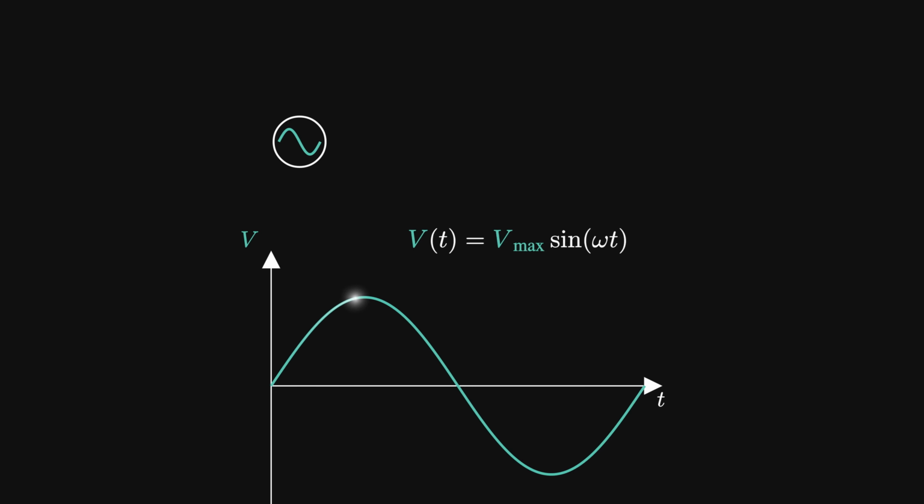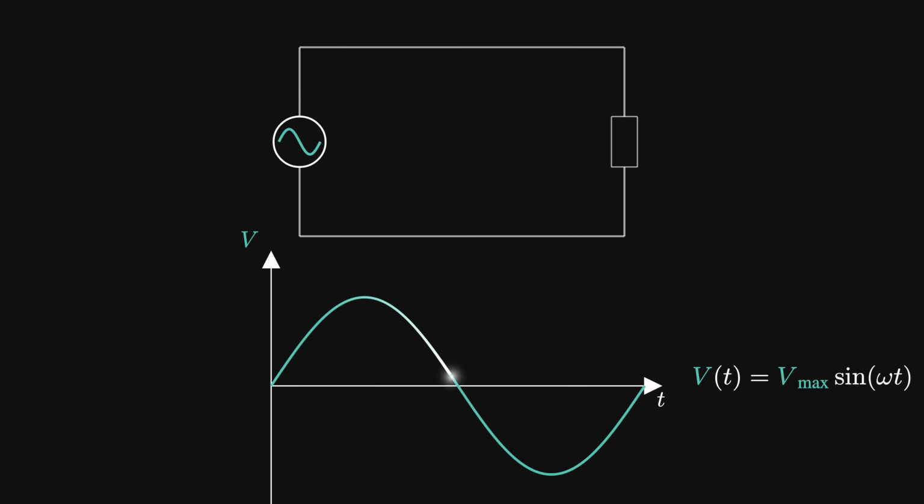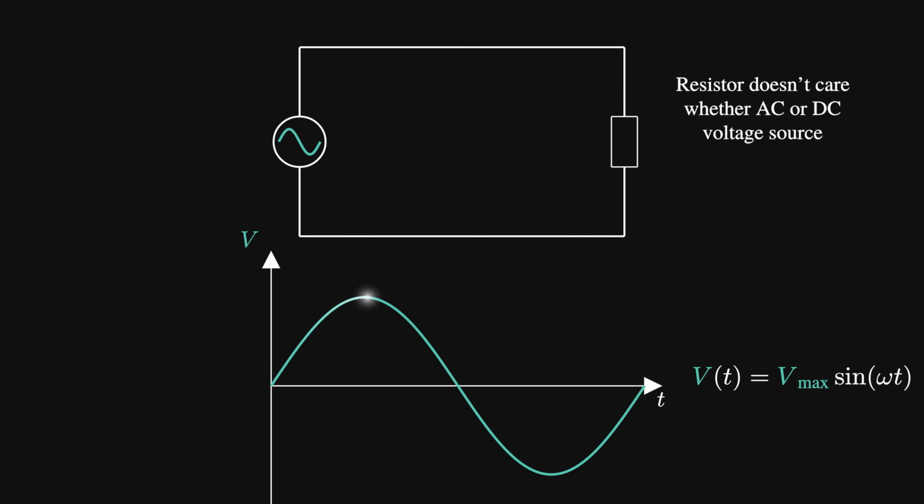So what happens if we connect this to a simple resistive circuit like so? This is actually incredibly simple. A resistor doesn't care whether a voltage is AC or DC. Resistance is just a property of a material and its geometry, so it's completely unchanged by the type of voltage through it. At each instant in time, the circuit behaves exactly like a DC circuit with whatever voltage happens to be at that instant.